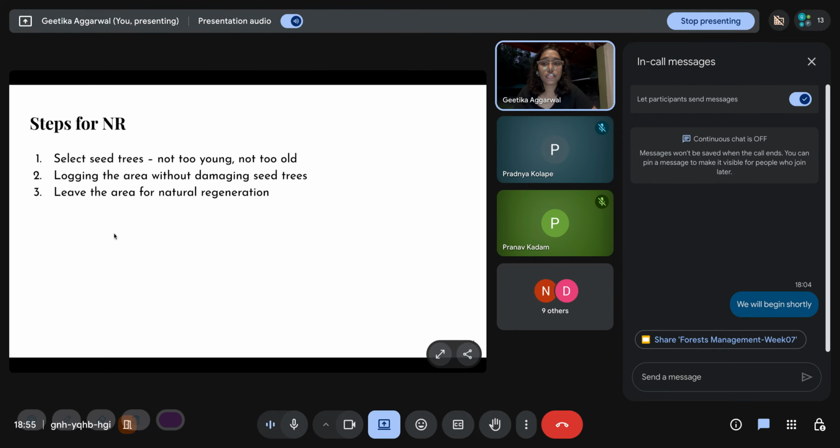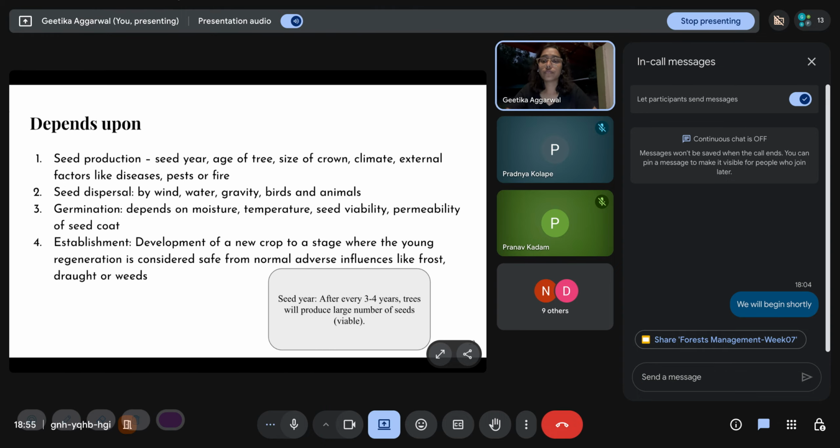Steps for natural regeneration: first of all, you will have to select seed trees, which should be not too young and not too old. If they are too young, they will not be producing a high number of seeds. If they're too old, then again they will not be producing a high number of seeds. Only at a good, fertile, mature age will the trees be able to produce a good number of seeds. So you'll have to select these seed trees and leave them behind. You will not harvest these trees. Then, the second step: you log the area without damaging the seed trees, and then you leave the area alone for natural regeneration.